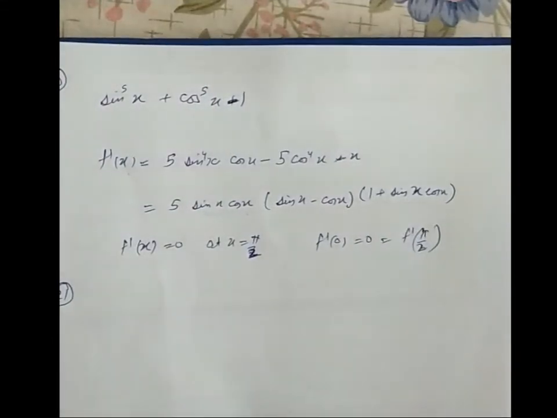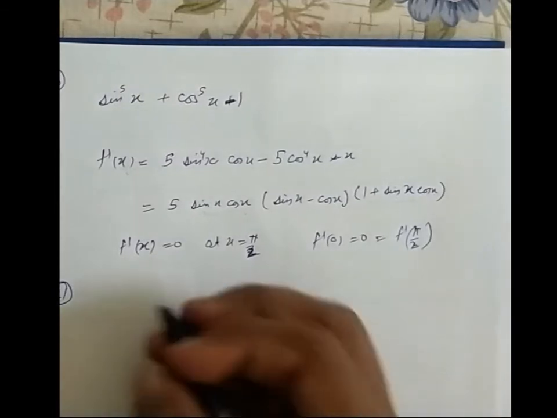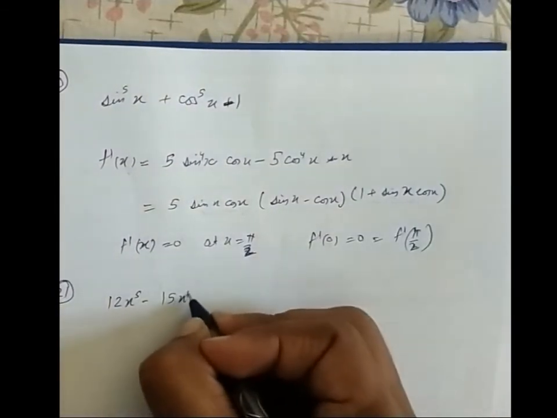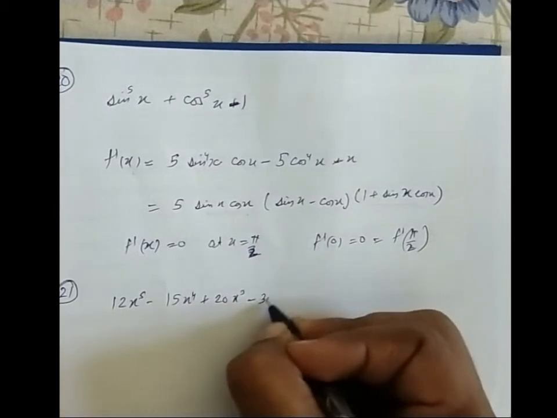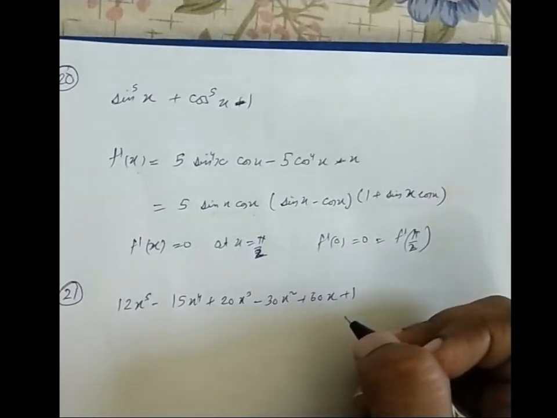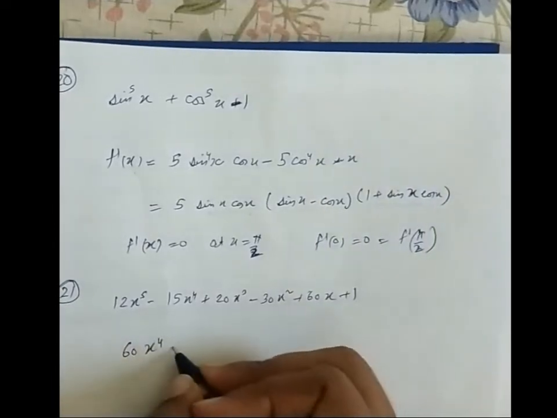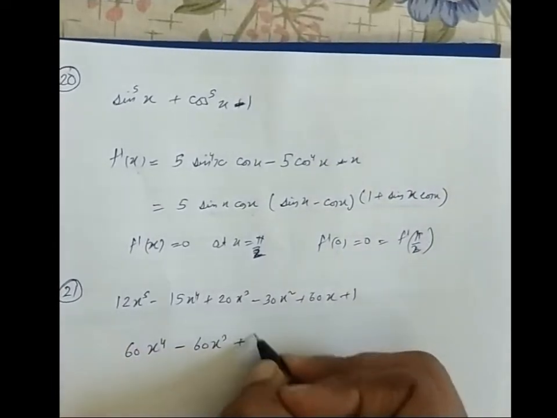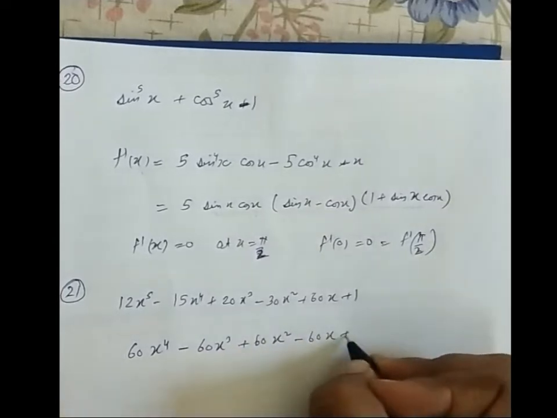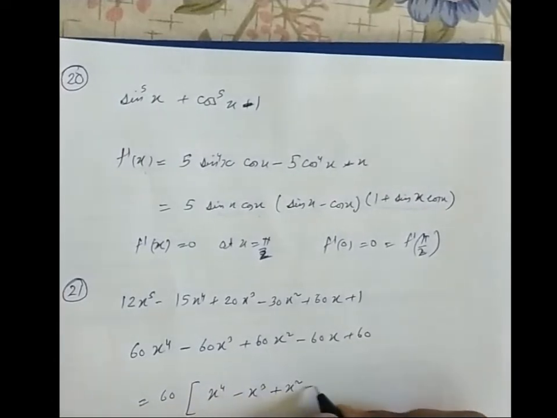So f x is given, 12 power 5 plus 12 x power 5 minus 15 x power 4 plus 20 x cube minus 30 x square plus 60 x plus 1. So we'll need to calculate its increasing and decreasing nature. So first calculate f dash. So 60 x power 4 minus 60 x cube plus 60 x square minus 60x plus 60, that is x power 4 minus x cube plus x square minus x plus 1.